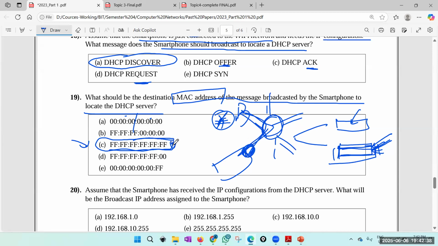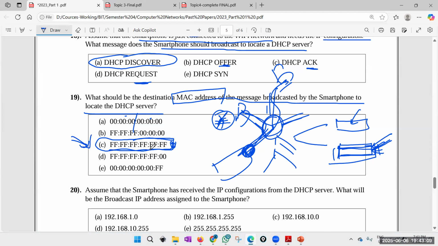Destination MAC address will be this. So then the switch will broadcast. And if a DHCP server is connected, the DHCP server will respond to you saying, I have this IP address, I offer this IP address. Then you need to request. Then there must be a response: acknowledge, saying that yes, confirmed, you are assigned. So the answer is, just make a note of that.